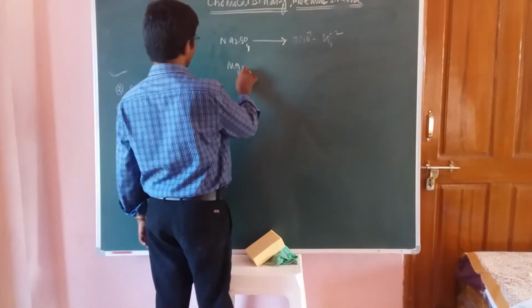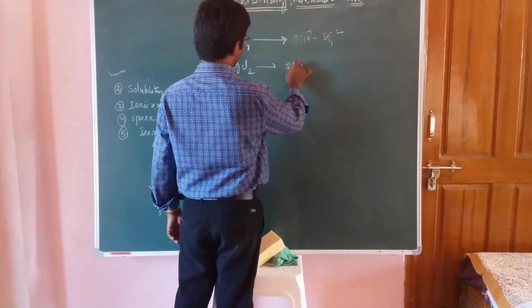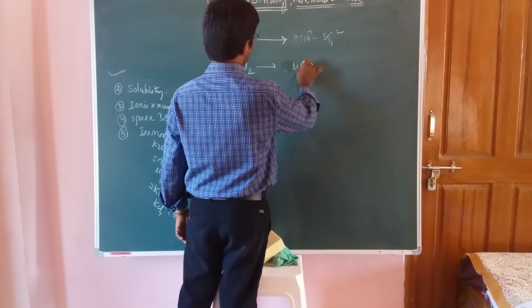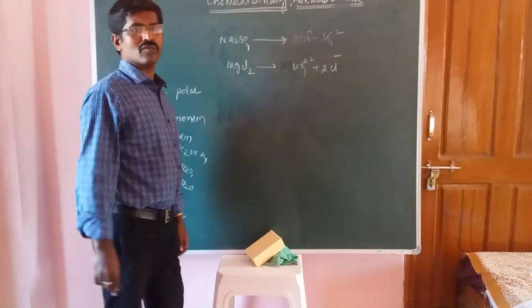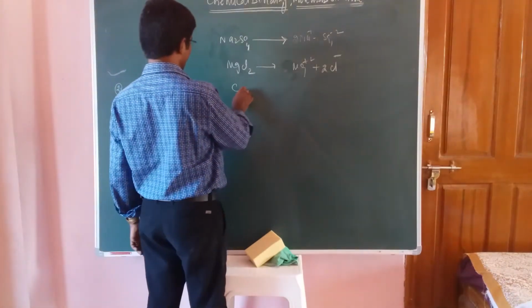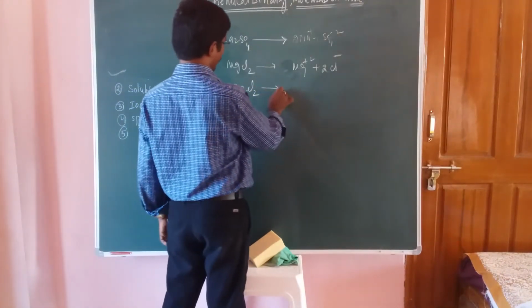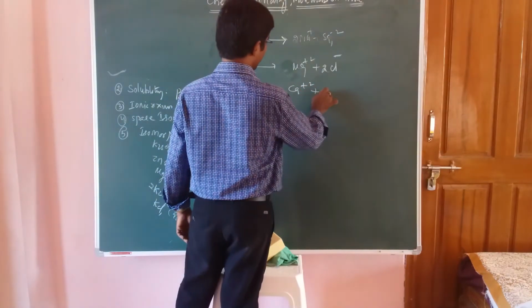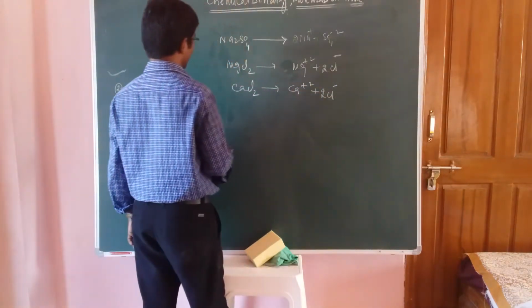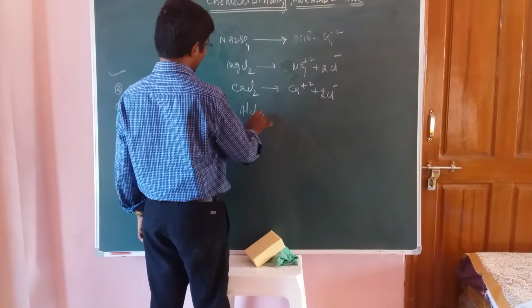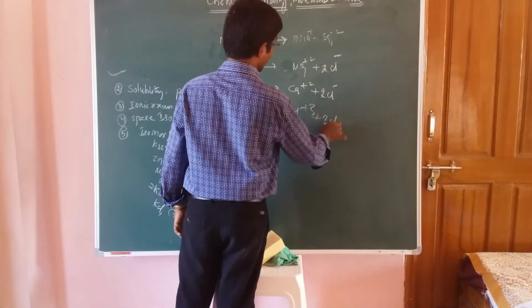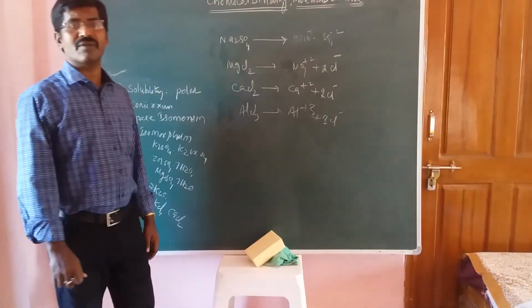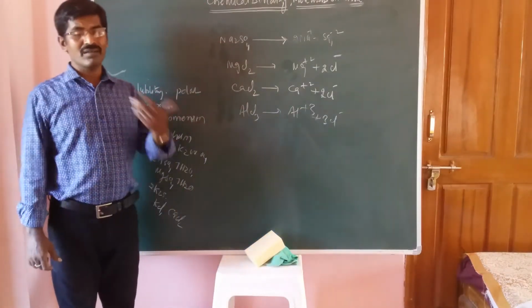Okay students, take the MgCl2 compound. That gives Mg2+ ion and 2 Cl- ions. Take CaCl2 type compounds: Ca2+ and 2 Cl- ions. Now take AlCl3, which gives Al3+ and 3 Cl- ions. So these are the ionic compounds.